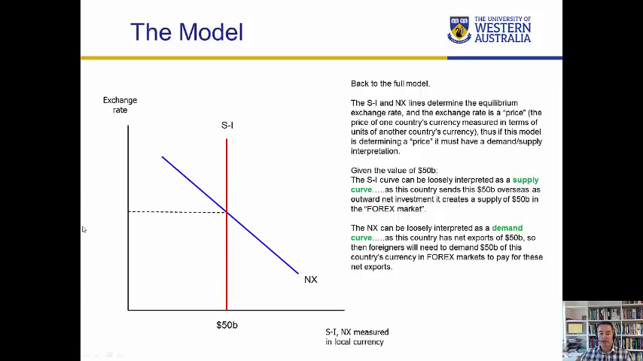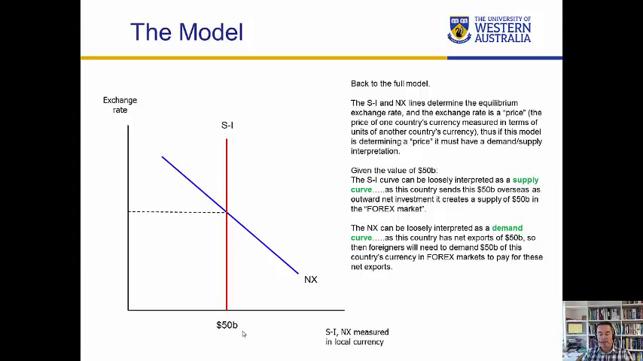At the same time, let's ignore the S minus I line and just focus on the level of NX, the value of NX at equilibrium. And the value of NX at equilibrium is 50 billion. That means that this country is exporting $50 billion more than it is importing. Now, you should realize by now that exports from a country generate a demand for that country's currency.